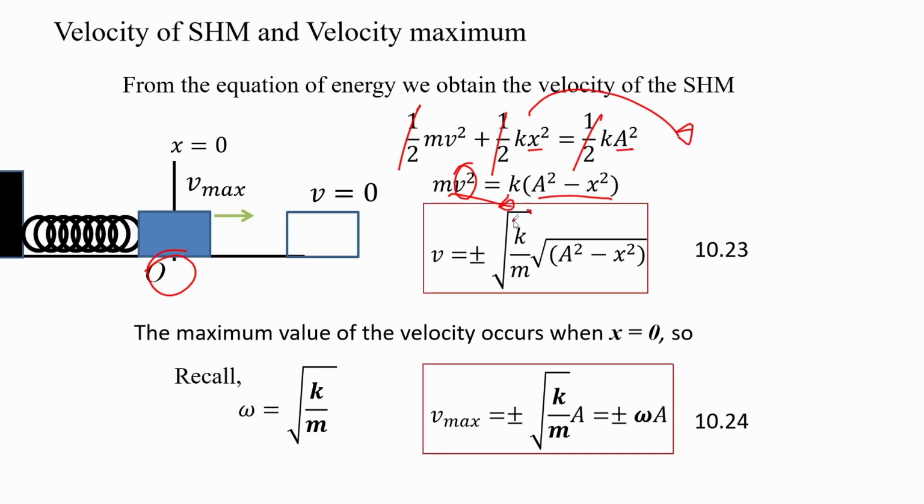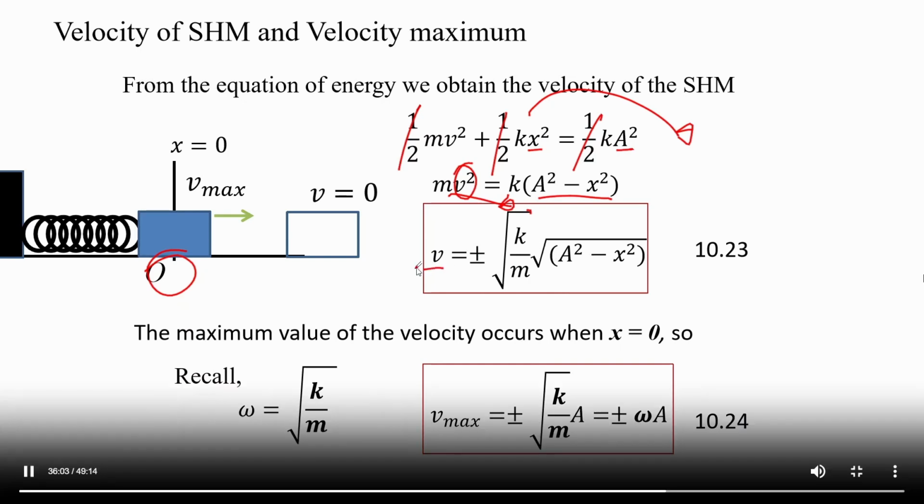Then to solve for the velocity, we take the square root of both sides. So we have plus minus square root of k over m, square root of a squared minus x squared. Okay, so this is the velocity. This is the velocity function.